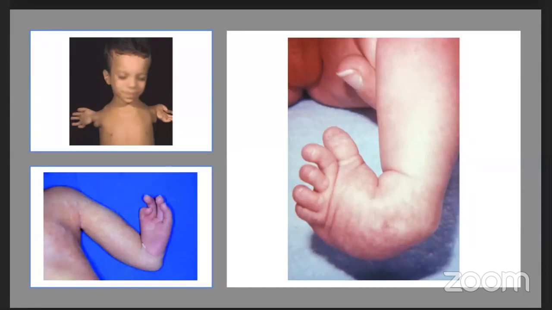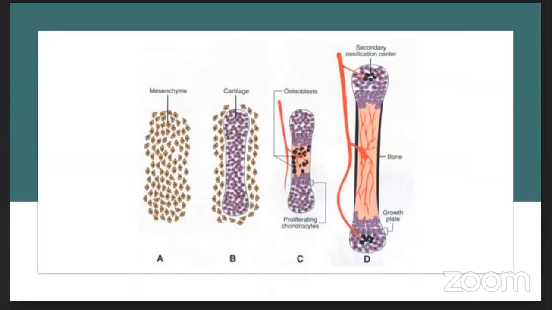People are born without a radius and an ulna. People are born without a humerus and a whole lower limb. People are born with clubfoot. These are things that affect people in real life. And it all comes down to the embryology.